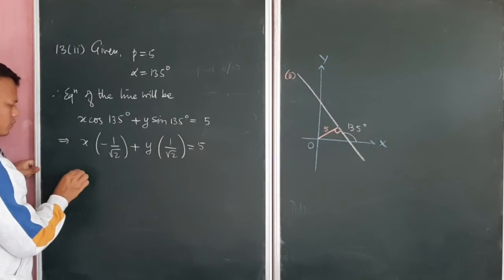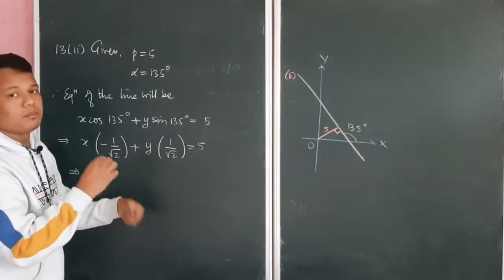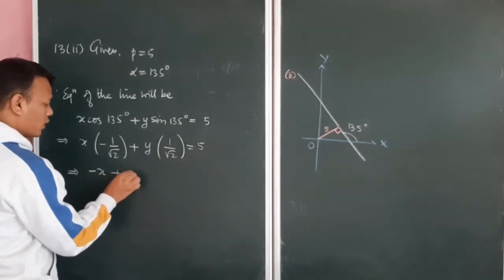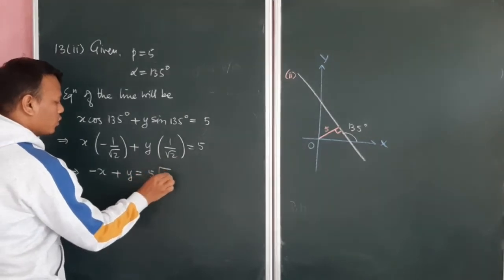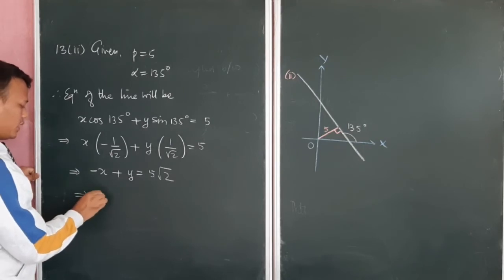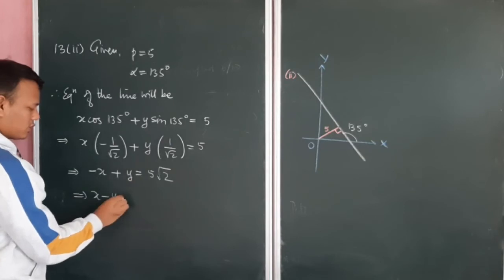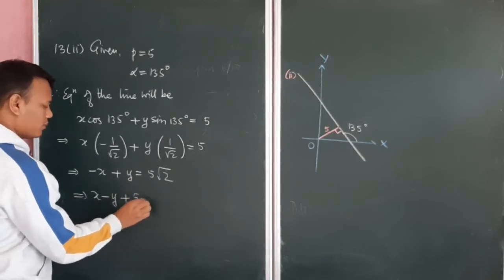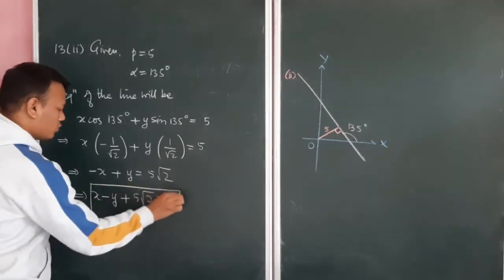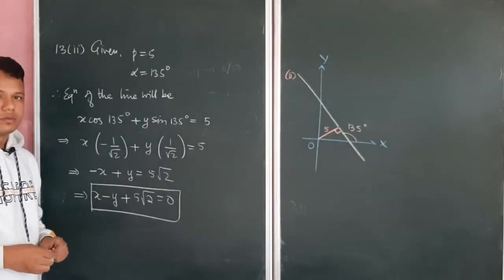Okay, if you multiply both sides by root 2 or take LCM and simplify, then you will have minus x plus y equals 5 root 2. Multiply both sides by minus in order to make this positive. So we have x, this becomes minus y, and this becomes minus 5 root 2. Take this to the left hand side, it becomes plus 5 root 2 equals 0. So this is the equation of this particular line. You may pause the video to note it down.